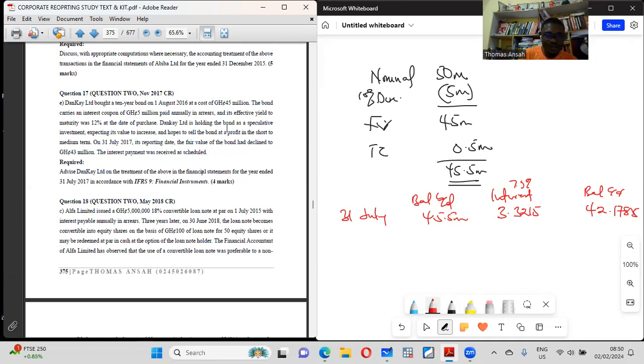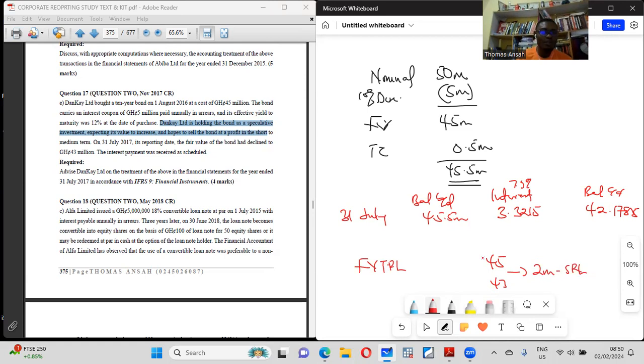So you see, what do you think? Which one do you think this is? Holding the bond as a speculative investment, expecting to sell it to get profit in the short term. It is tradable short term. So this one will be fair value through P&L. And that is simple. At the beginning, it was 45 million. At the end, it's 43 million. So all that you do is take 2 million to the P&L.